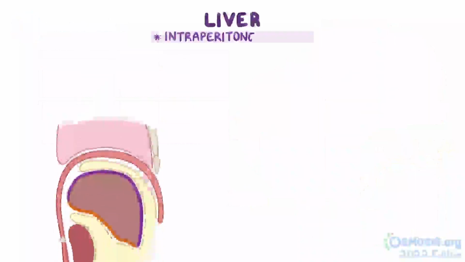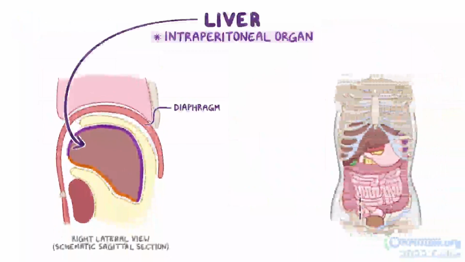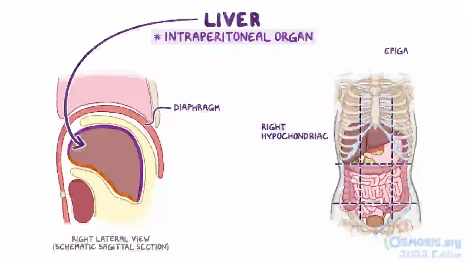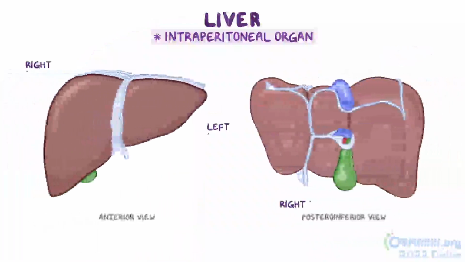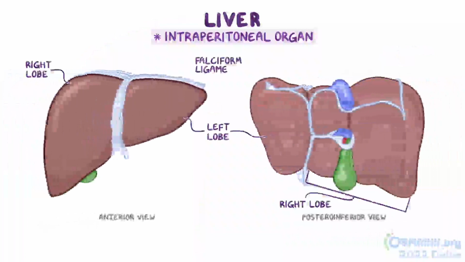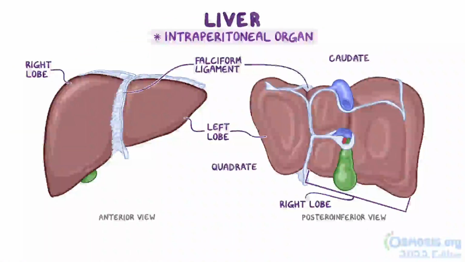Alright, as a quick recap, the liver is an intraperitoneal organ located beneath the diaphragm within the right hypochondriac and epigastric regions. It has a left and right lobe separated by the falciform ligament, as well as a caudate and quadrate lobe, which are considered part of the right lobe.